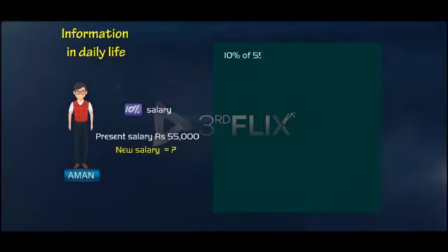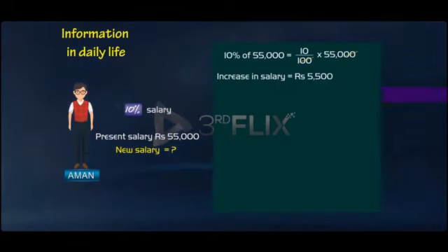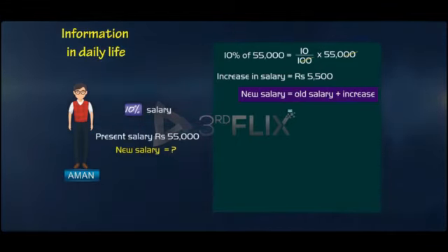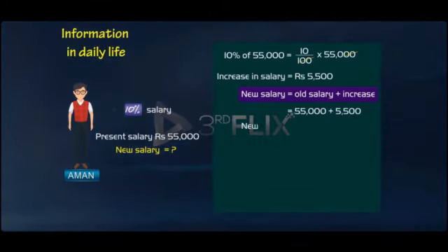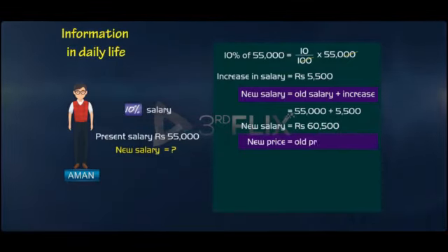10% of 55,000 is equal to 10 by 100 into 55,000, which equals 5,500. New salary is equal to old salary plus increase, which equals 55,000 plus 5,500. It is equal to 60,500. New price is equal to old price plus increase.